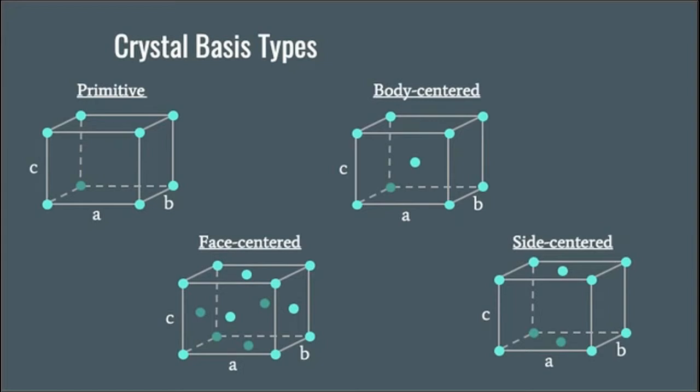A basis is the atom or group of atoms that occupy the lattice points. There are 4 basis types: primitive, body-centered, face-centered, and side-centered. A primitive basis has 1 atom on each lattice site. Body-centered has an atom in the center of the volume. Face-centered has an atom on the center of each face, and side-centered has an atom on the center of 2 faces.